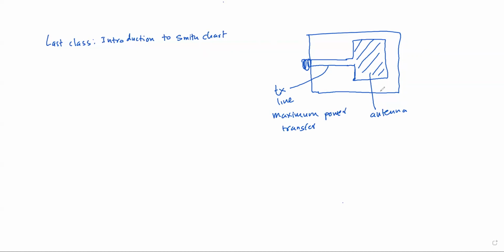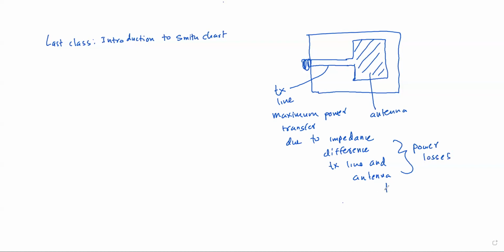However, we might have some impedance differences between the transmission line and the antenna. Due to the impedance difference between the antenna and the transmission line, we have power losses. So with the TX line and antenna, we have power losses, and because of that we are losing, cost-wise. Therefore, we need to do impedance matching as a solution.